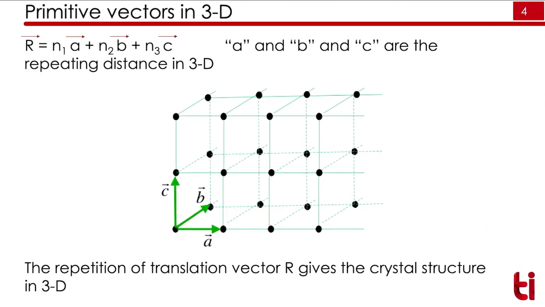Similarly, if you go into 3 dimensions, we have A, B and C. These are the lengths in different directions. A repetition of these lengths will give you R, that is the resultant vector in 3 dimensions. If you translate this in 3 dimensions, you will get a unit cell, and in that unit cell, the surrounding should be the same.